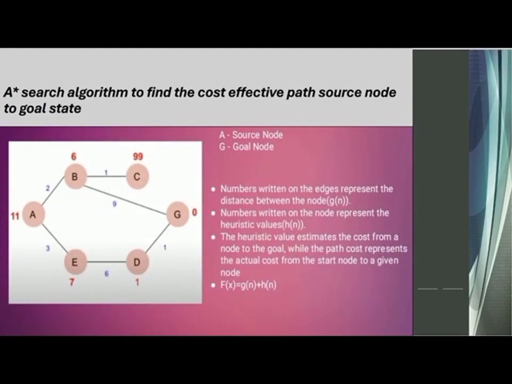Okay, now let us solve a problem to find the cost-effective path from a source node to a goal state node. From the given figure, A represents the source node and G represents the goal node. The numbers written on the edges represent the distance between the nodes, g(n). The numbers written on the nodes represent the heuristic values h(n). The heuristic value estimates the cost from a node to the goal, while the path cost represents the actual cost from the start node to a given node. It represents a general function called f(x) is equal to g(n) plus h(n).